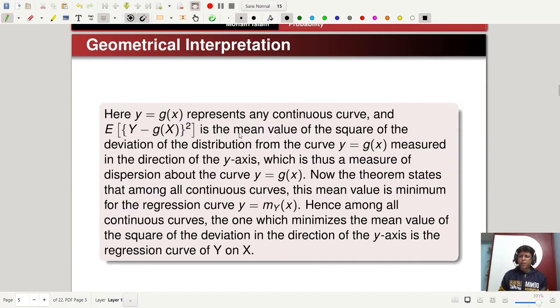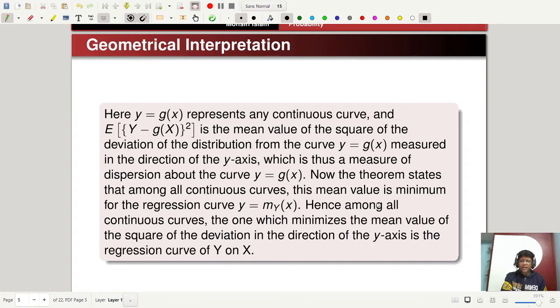So what is the geometrical interpretation? Here y equal to g(x) represents any continuous curve, and the expectation of (y minus g(x)) square is the mean value of the square of the deviation of the distribution from the curve. You are taking the square of the deviation of the distribution from the curve, and expectation means the mean value measured in the direction of the y-axis, which is thus a measure of dispersion about the curve y equal to g(x).